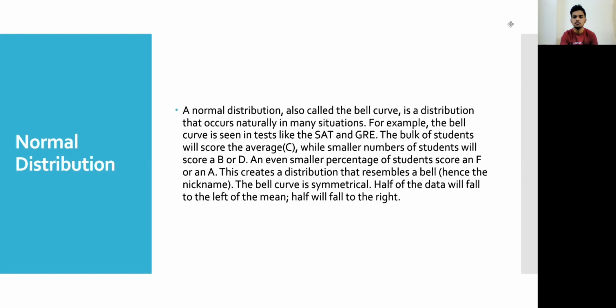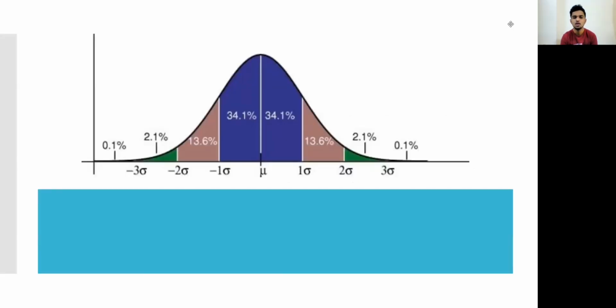The bulk of students will score an average of C grade, while a smaller number of students will score an average of B or D grade, or even a smaller percentage of students will score an F or A grade. This automatically creates the distribution that resembles a bell. The bell curve is symmetrical and half of the data will be to the left of the mean, and half will fall to the right side. Normal curve, which represents a bell curve.